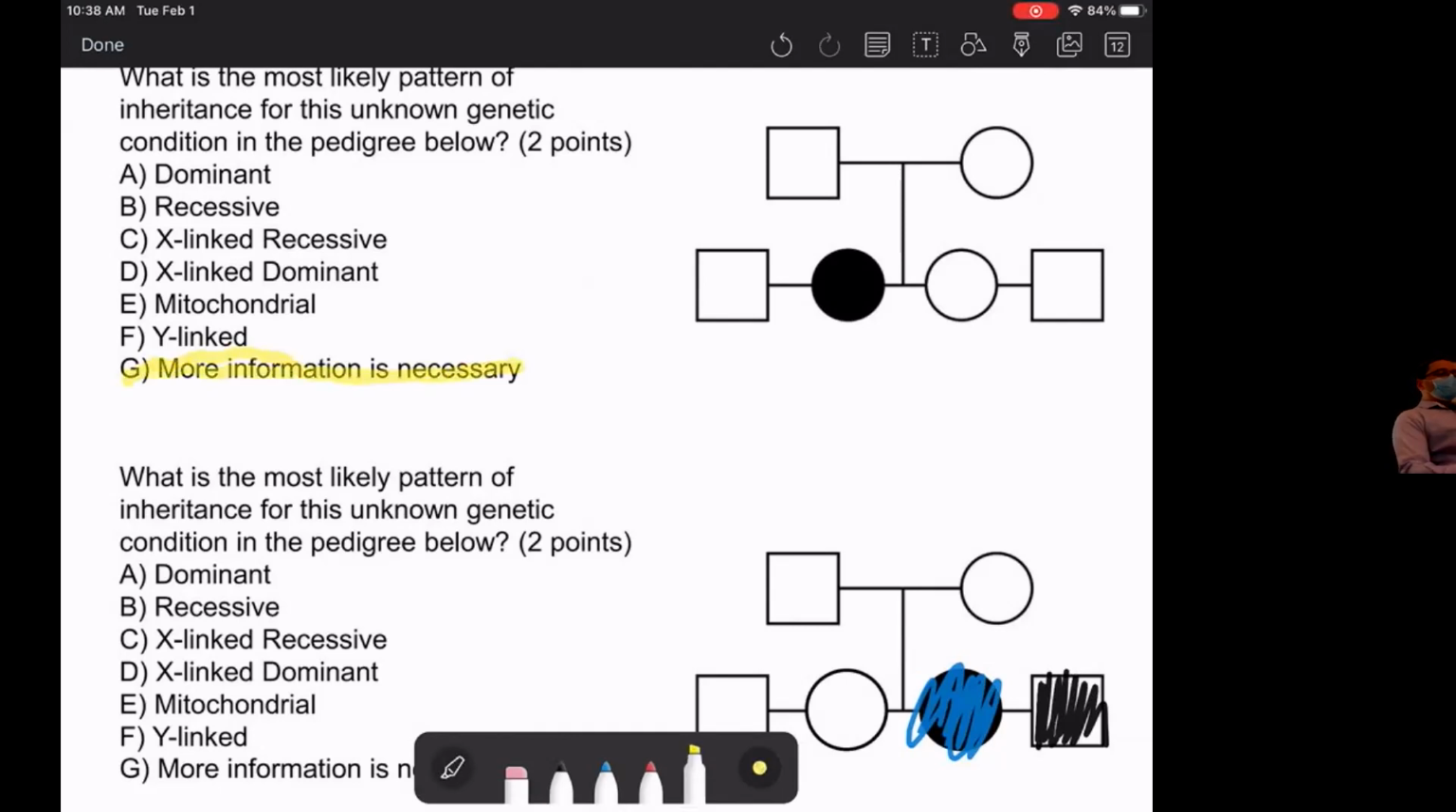Remember, it's always possible too. I'm not saying you should always rely on it, but piece by piece, eliminate the easy ones first. Then decide, could it be Mendelian dominant recessive? Then try to eliminate the X-linked possibilities. Oh, I made a mistake in the last one.